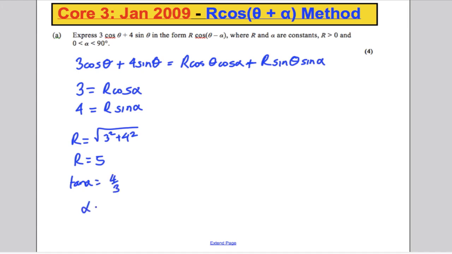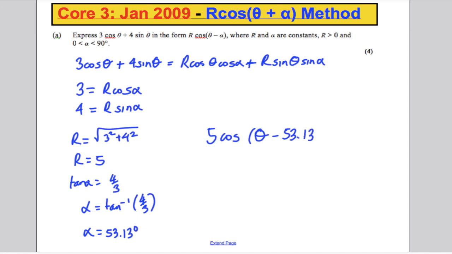So alpha is going to be the inverse tan of 4 over 3, and we're in degrees mode, so the inverse tan of 4 over 3 is equal to 53.13. So alpha is 53.13 degrees. So therefore, writing it in this form, it would be 5 cos(theta minus 53.13 degrees), and that's it. We've got our 4 easy marks.